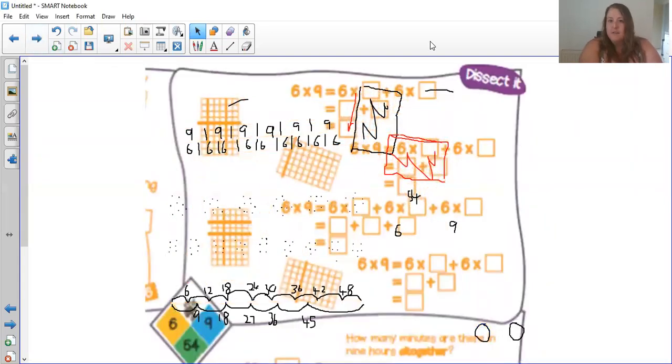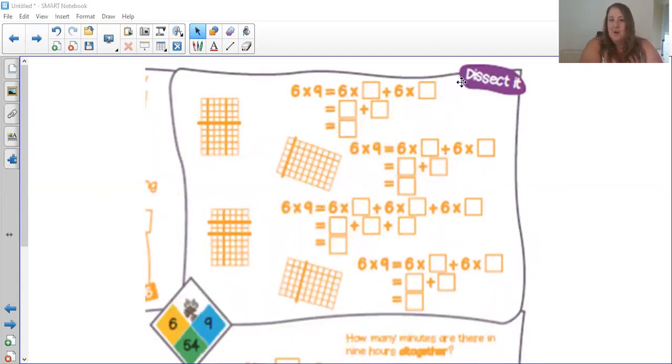Oh, I just need to get rid of all of my drawings and I can go on to the next bit. This is the dissect it section. So this is partly some of the questions that you're struggling with, and I can understand why, because it doesn't give you any instructions, but the biggest clue on the page are these pictures, and these will help you out. So the question is asking you, 6 times 9 is equal to what? So what is it the same as? And this drawing will help you.